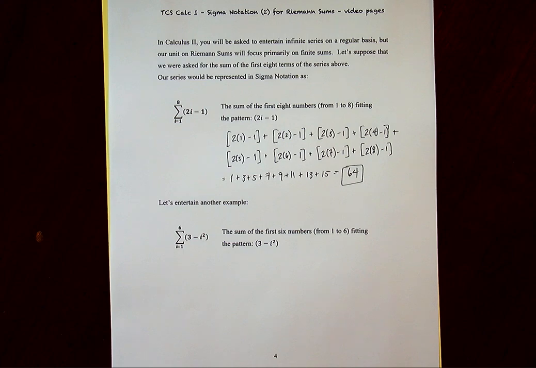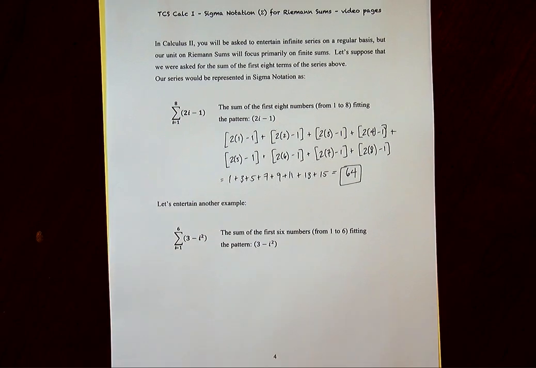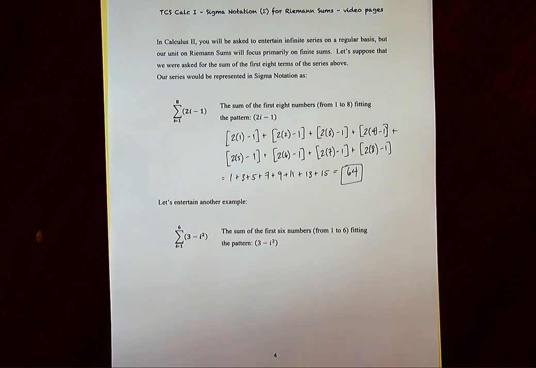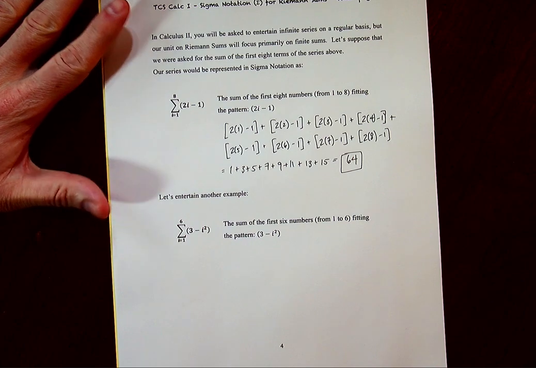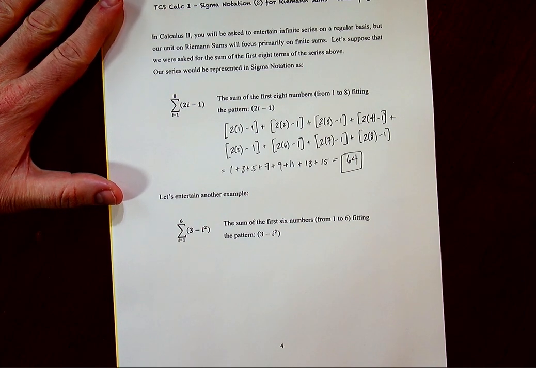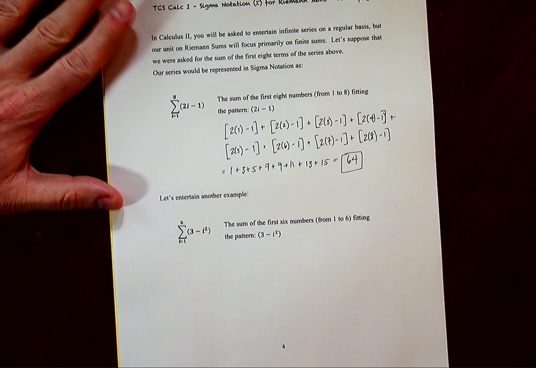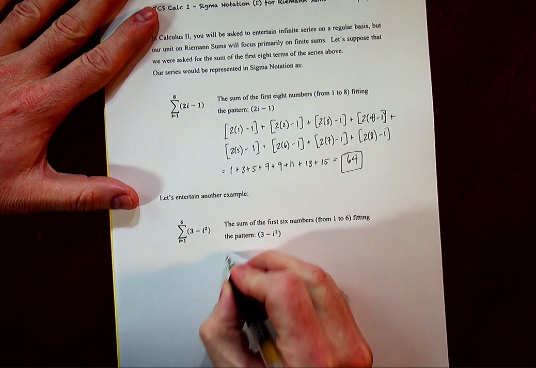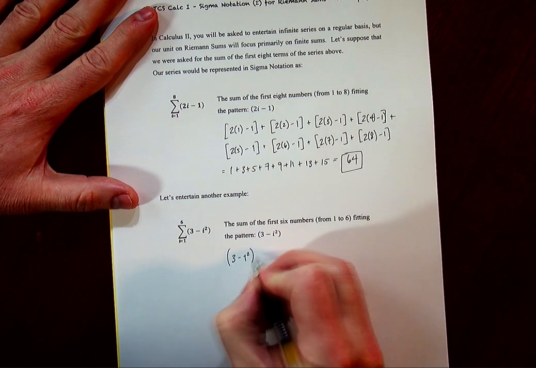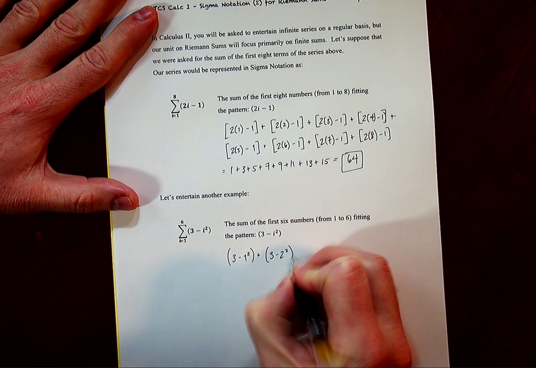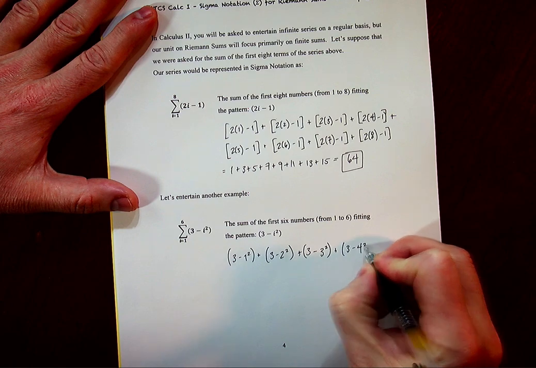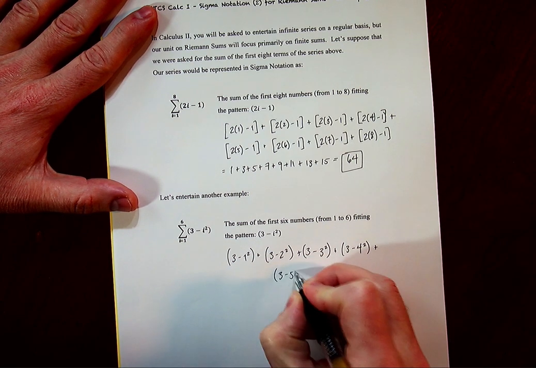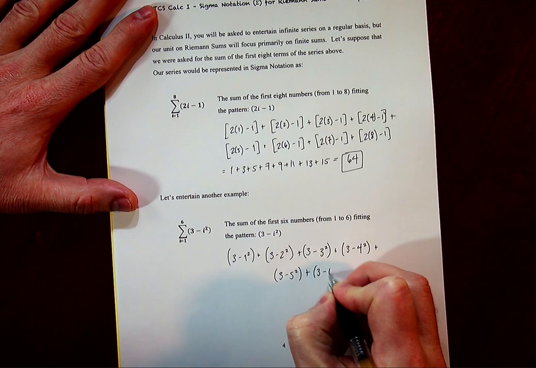Now, the same thing can be done for something like this, where it runs from 1 to 6, and your a sub i, or when we're dealing with a sequence, your a sub n, basically your analytic model is 3 minus i squared. So really what this is asking for is the sum of the first 6 numbers fitting the pattern 3 minus i squared. So let's go ahead and do it. So we have 3 minus 1 squared plus 3 minus 2 squared plus 3 minus 3 squared plus 3 minus 4 squared plus 3 minus 5 squared plus 3 minus 6 squared.